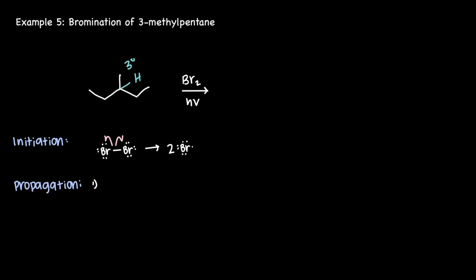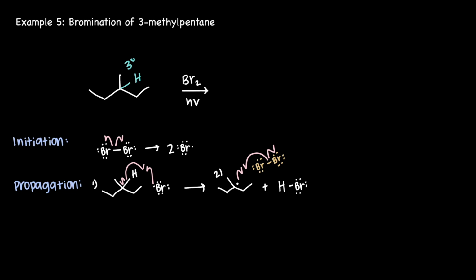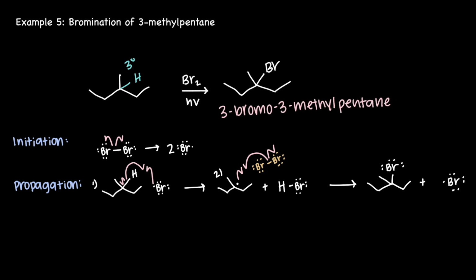Next, let's look at the first propagation step. A bromine radical removes the tertiary hydrogen, producing a tertiary radical. For the second propagation step, the tertiary radical reacts with bromine, forming a carbon-bromine bond and regenerating another bromine radical. Looking at the products, 3-bromo-3-methylpentane is the major product. Finally, in the termination step, two bromine radicals combine to form a bromine-bromine bond.